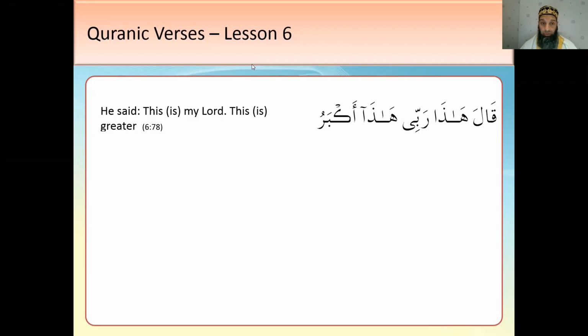Right, so look, if you've done the course, if you've done your learning, you can translate this part of the verse. This is Ibrahim alayhi salam talking in the Quran. قَالَ هَذَا رَبِّي هَذَا أَكْبَرُ. He said, this is my Lord, this is greater. Is it greater here? Yeah, greater.